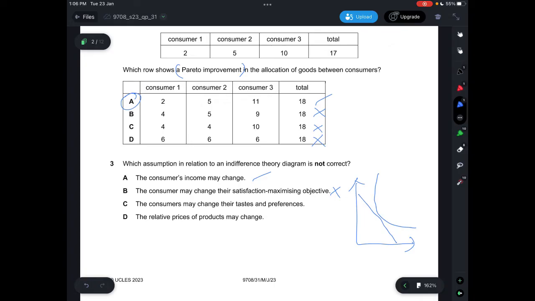C says the consumers may change their taste and preferences. Consumers' taste and preference will change over time. Maybe they like apples, but later they don't like apples, they prefer oranges instead. Then yes, the consumers may change their taste and preferences. And D says the relative prices of products may change. This is correct because, like what I mentioned just now, maximum combination of 2 goods will provide equal utility to the consumer based on the price and also the income of the consumer. So the prices may change, and it will also result in a change in the budget line and also the position of the indifference curve. Therefore, answer will have to be B.